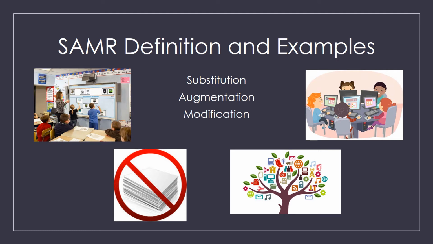Finally, R. The R stands for redefinition. This is the highest level of SAMR and the hardest level to obtain. Redefinition uses technology to create a task that was previously inconceivable. One example of redefinition is using Google Maps instead of a physical map for students to explore the world around them. Google Maps provides a more realistic view of what the world actually looks like.